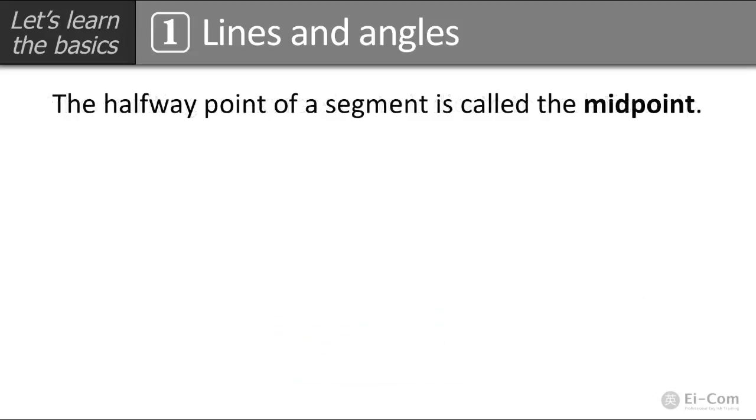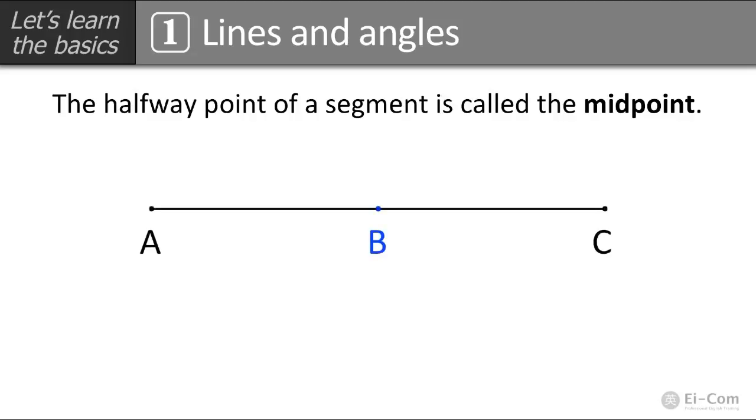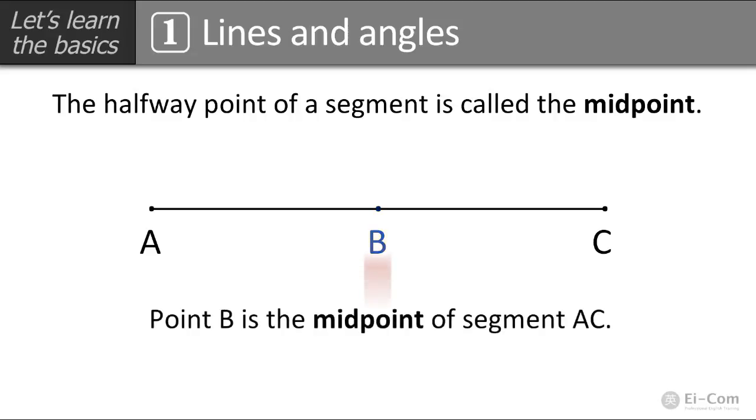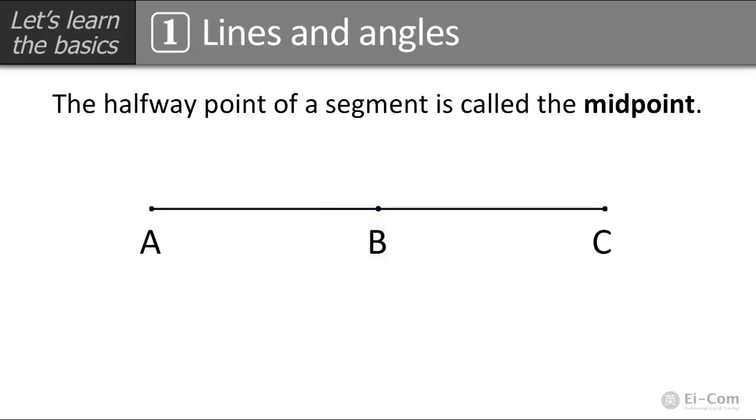Next, remember that the halfway point of a segment is called the midpoint. For example, point B is at the midpoint of segment AC. And because B is located at the midpoint of AC, AB equals BC. Once again, we can show that they are equal by using tick marks, like this.